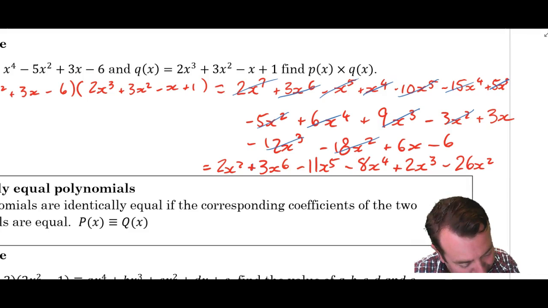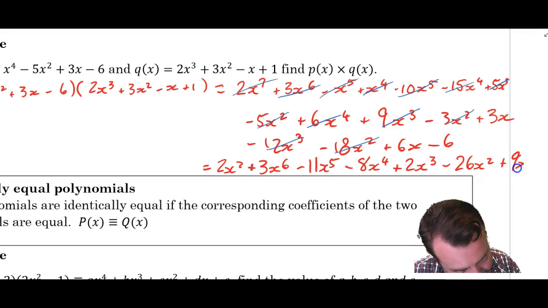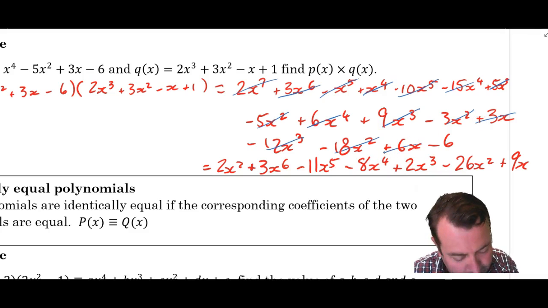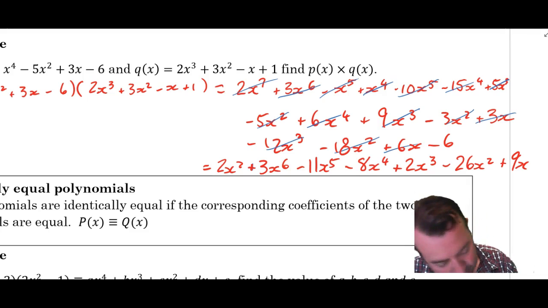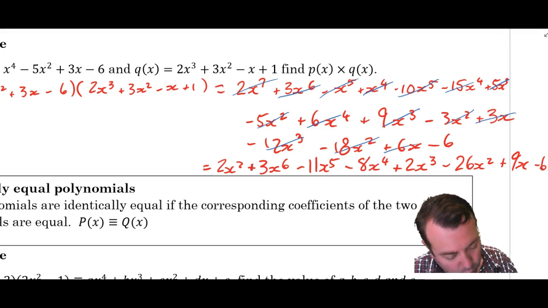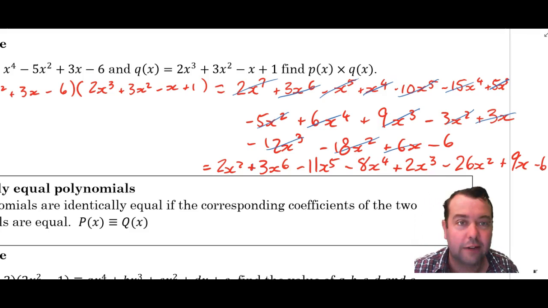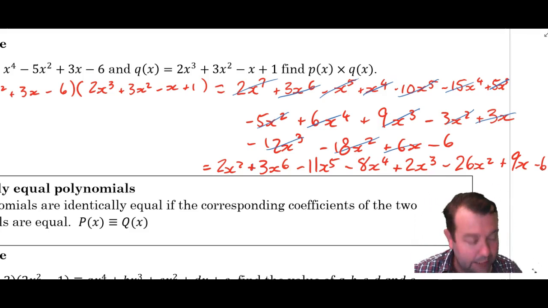Now for my powers of x, I've got 3x plus 6x plus 9x. Nearly done. 3x and 6x. It's really disappointing when you get to the end and you go, oh, look at that one there, I haven't had that on, I've got to rewrite it all again. Minus 6. Whew, what a mission that is. Like I say, you don't have to do it terribly often.